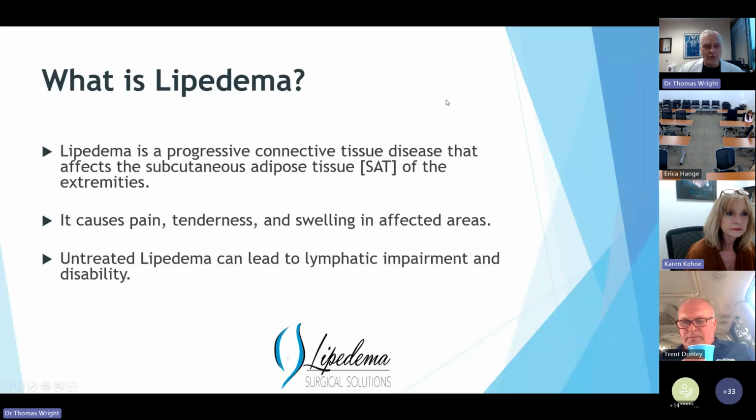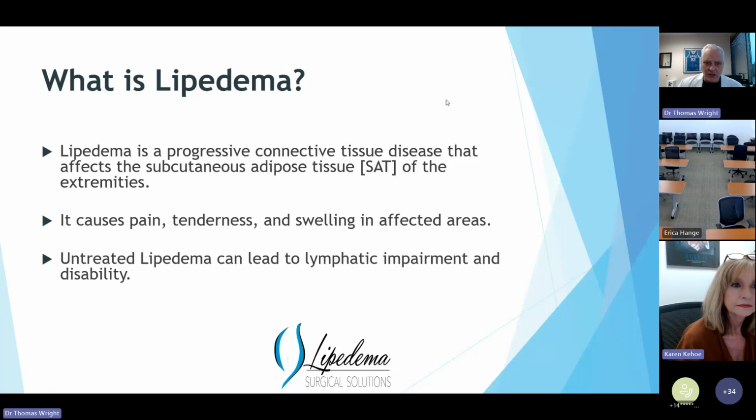First I want to explain what is lipedema. It's not well known. Most people in the general population, even among medical providers, do not know it or recognize it. But it's a progressive connective tissue disease that affects the subcutaneous adipose tissue in the extremities. It causes pain, swelling, and tenderness. Untreated, it can lead to mobility impairments, lymphatic impairments, and ultimately disability.